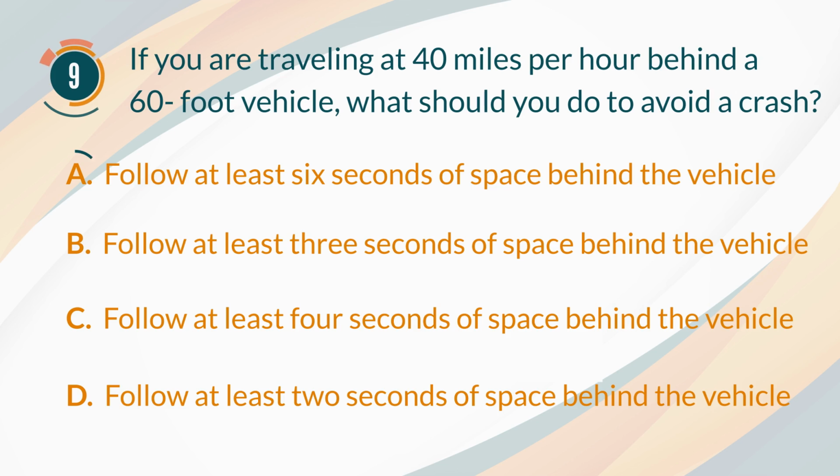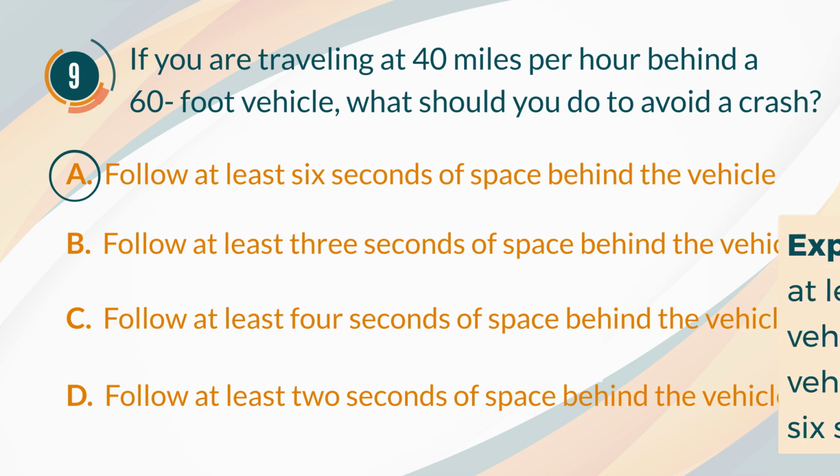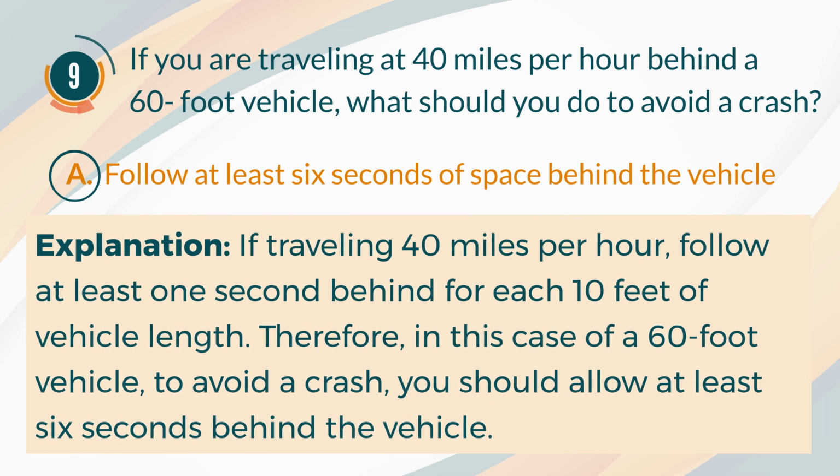The correct answer is A. Follow at least 6 seconds of space behind the vehicle. Explanation. If traveling 40 miles per hour, follow at least 1 second behind for each 10 feet of vehicle length. Therefore, in this case of a 60-foot vehicle, to avoid a crash, you should allow at least 6 seconds behind the vehicle.